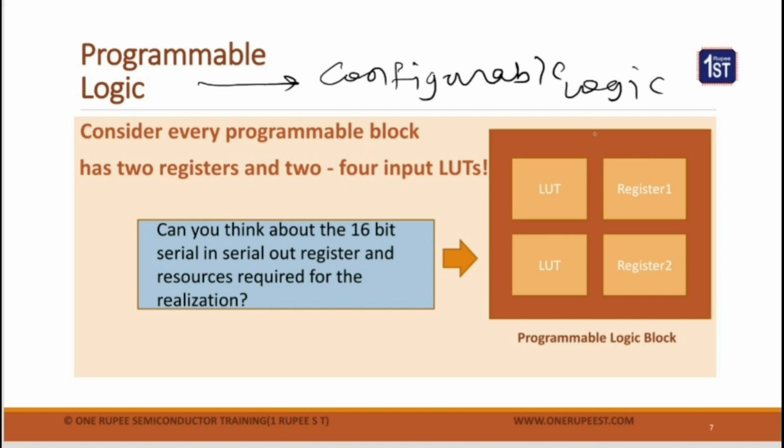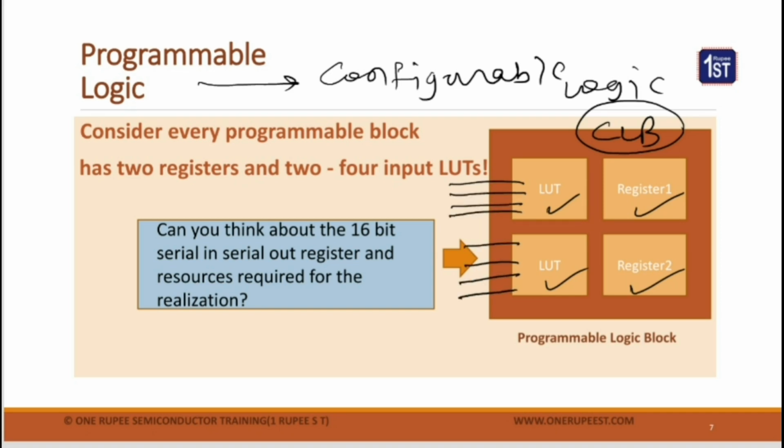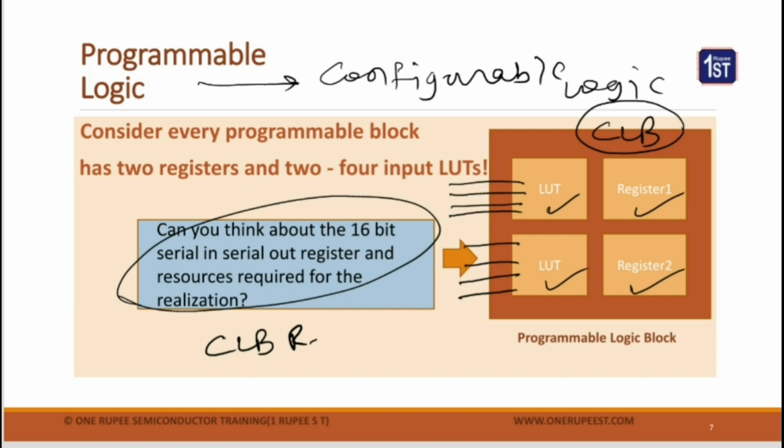Consider that every programmable logic block or configurable logic block has 2 registers, register 1 and register 2, and 2 lookup tables. These lookup tables can have 4 inputs, for example. There may be internal interconnection to get the combinational output or sequential output. Now you can think about a 16-bit serial input, serial output register. How many CLBs are required? Try to understand how many CLBs are required for this.